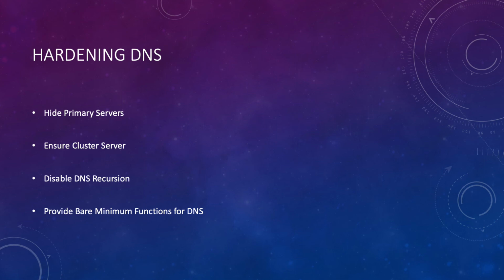Now, the best practices for hardening DNS first will be to hide the primary server. The DNS server contains the master copy of any zones and should be hidden, and it should only serve the data to secondary name servers, which is not listed as a name server for any zone and should not be accessible to any user.